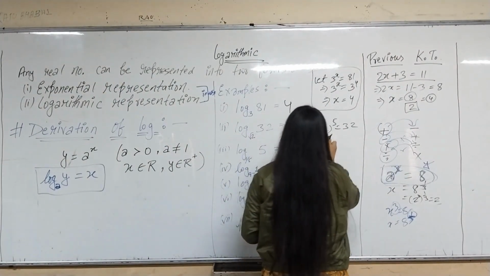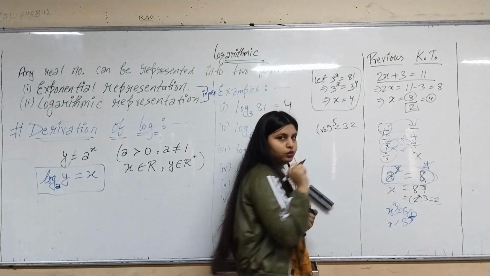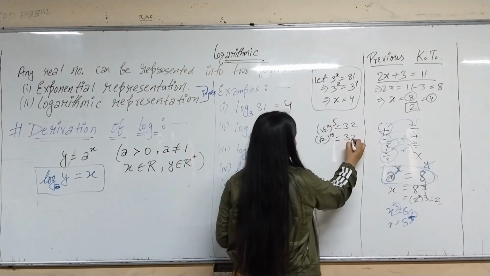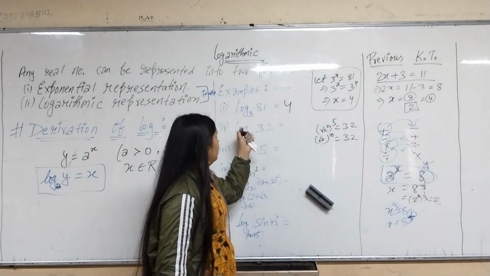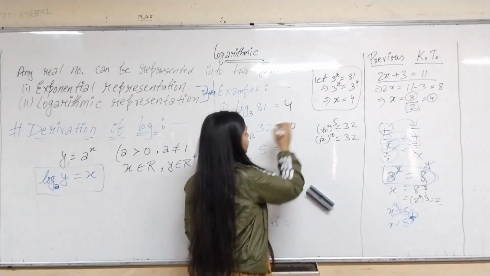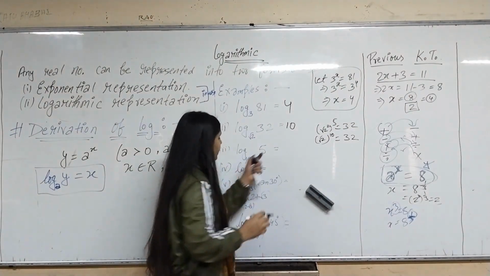Okay. You are saying root 2 to the power 2 will give 2. So root 2 to the power 5 is 10 equal to 32. So log 32 with base root 2, the answer will be 10. That's good. Here, 1 by 5 and 5.